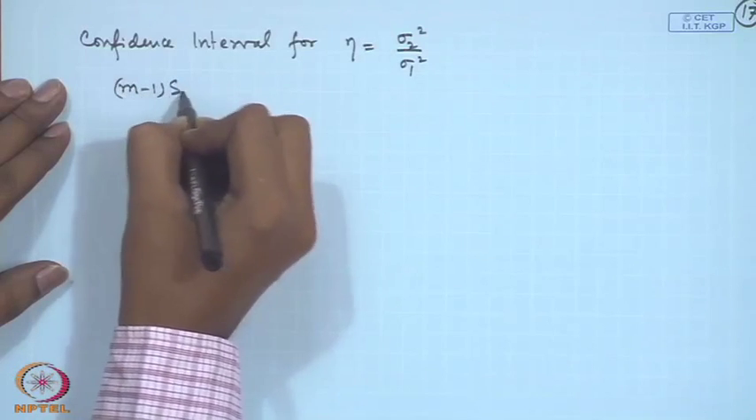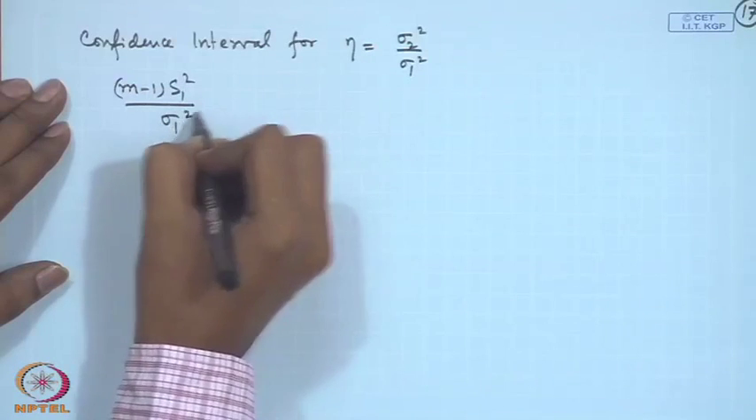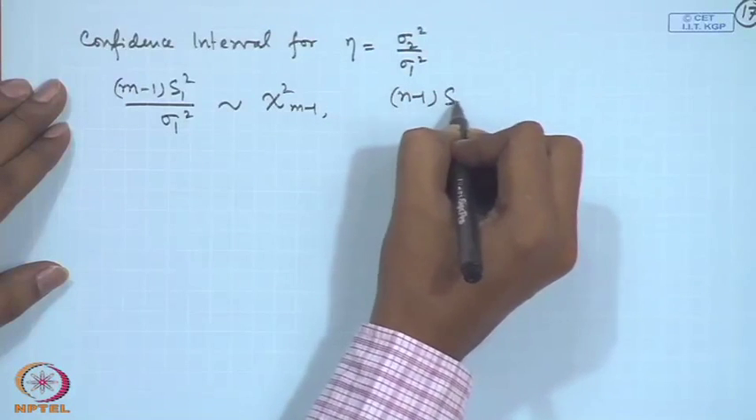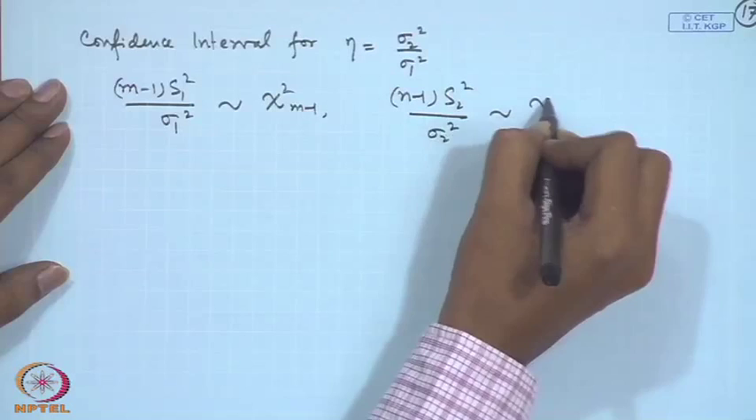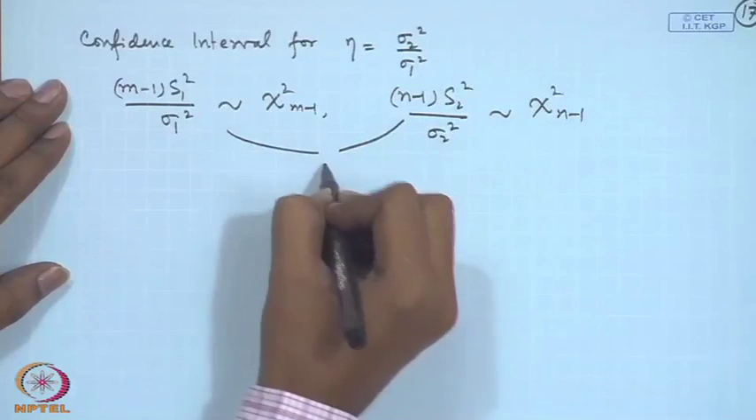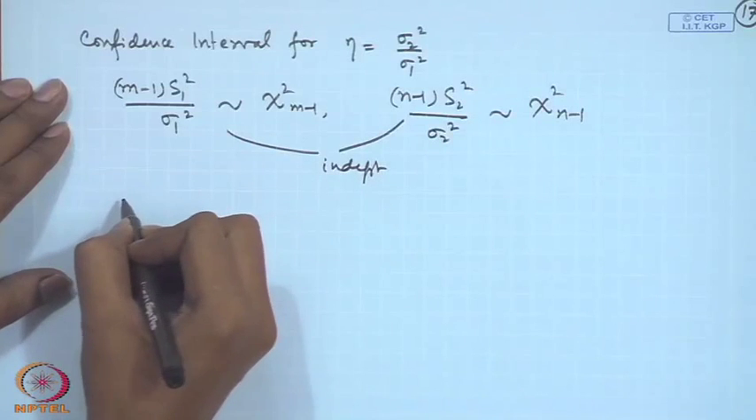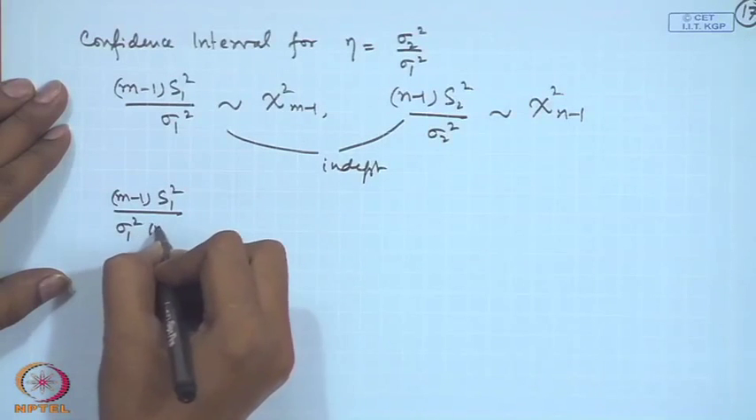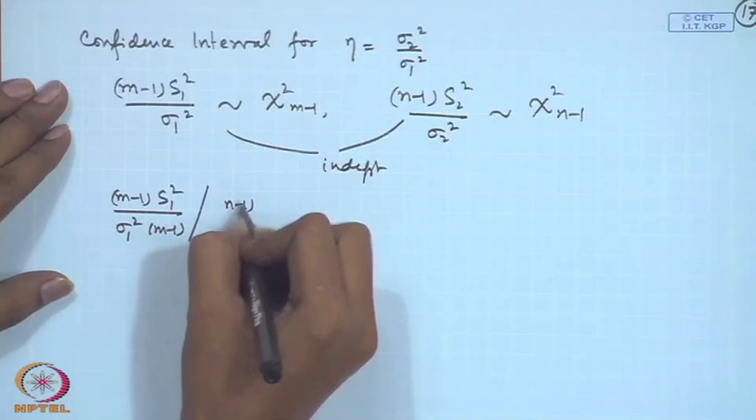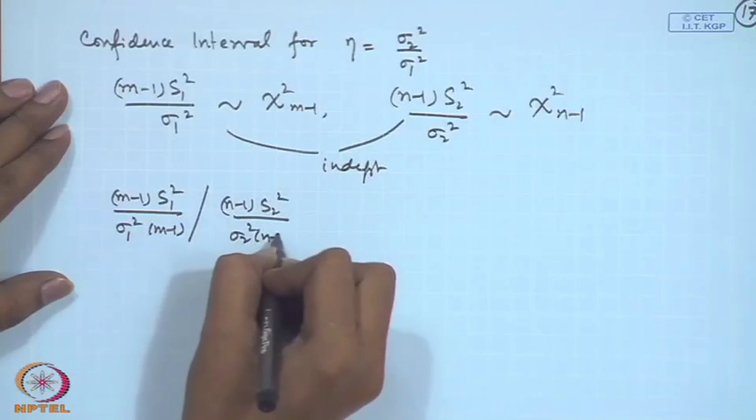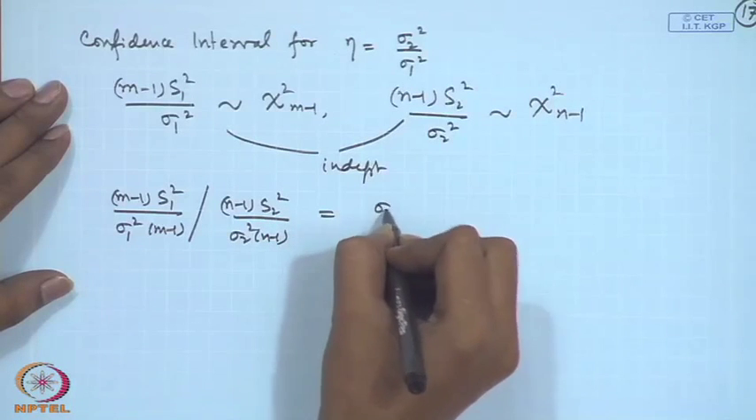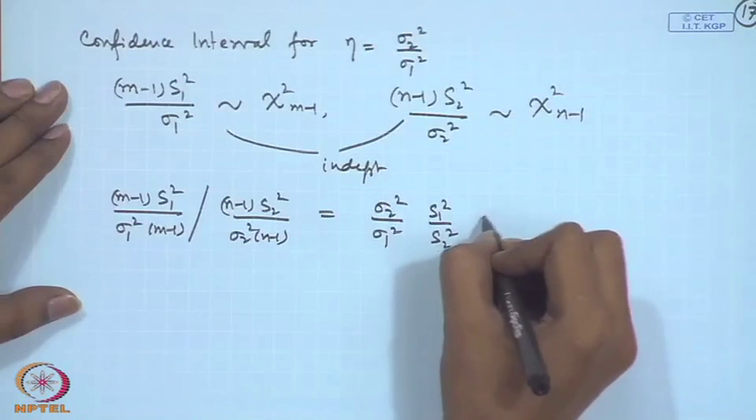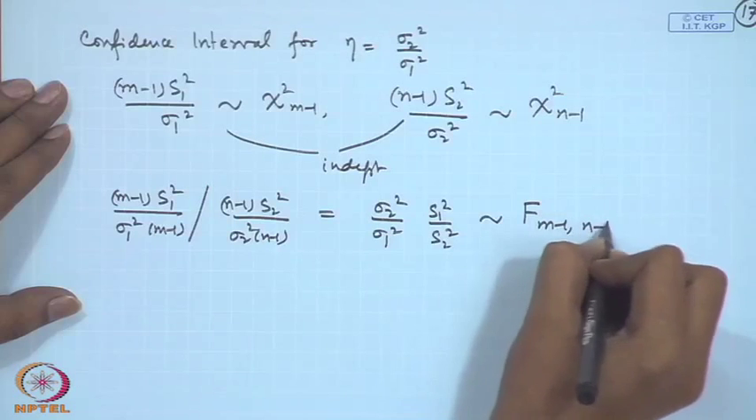here m minus 1 s 1 square by sigma 1 square, that is following chi square distribution on m minus 1 degrees of freedom, and n minus 1 s 2 square by sigma 2 square, that is following chi square distribution on n minus 1 degrees of freedom. And these two are independent. If they are independent, I can construct the ratio here. So, I will get m minus 1 s 1 square by sigma 1 square into m minus 1 divided by n minus 1 s 2 square by sigma 2 square n minus 1, and this cancels out. So, you get sigma 2 square by sigma 1 square s 1 square by s 2 square. This follows f distribution on m minus 1, n minus 1 degrees of freedom.